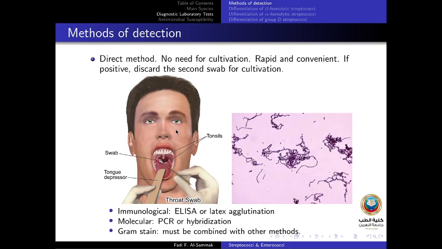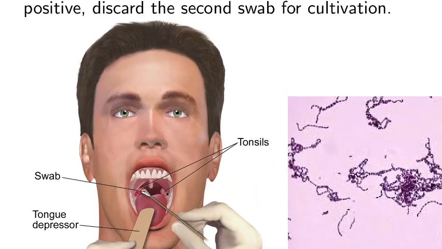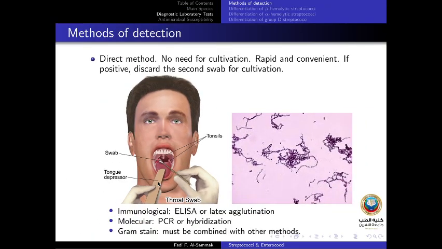So the second swab is also called the backup swab. And if you have a patient with a sore throat or a strep throat, you normally take two swabs. So the first swab, again from the two sides, is for the rapid or the direct method, and the second swab, again from both sides, is for the indirect method.